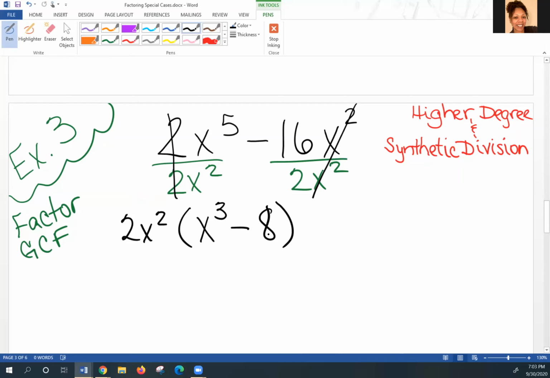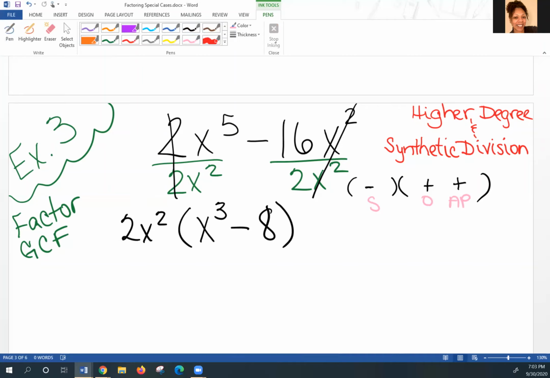So I can use that rule that will allow me to end up with an answer that has a binomial times a trinomial. My first sign will be the same, since it's subtraction. My second sign will be the opposite, and then my third will always be positive. So again, I'm spelling out SOAP, S-O, always positive.